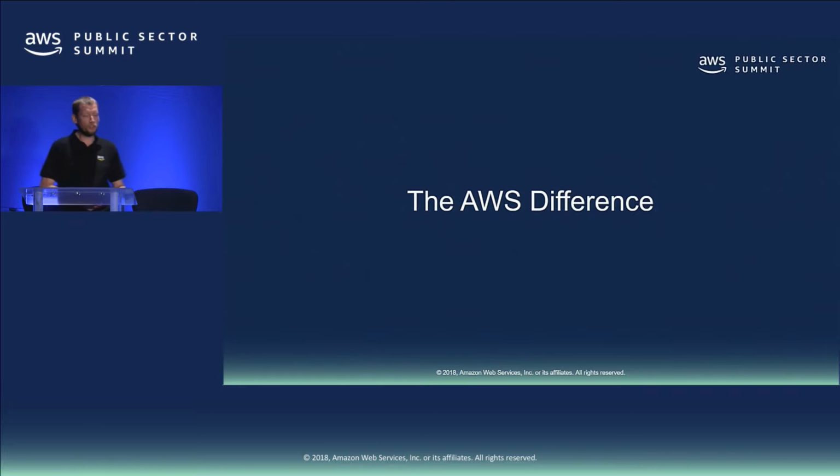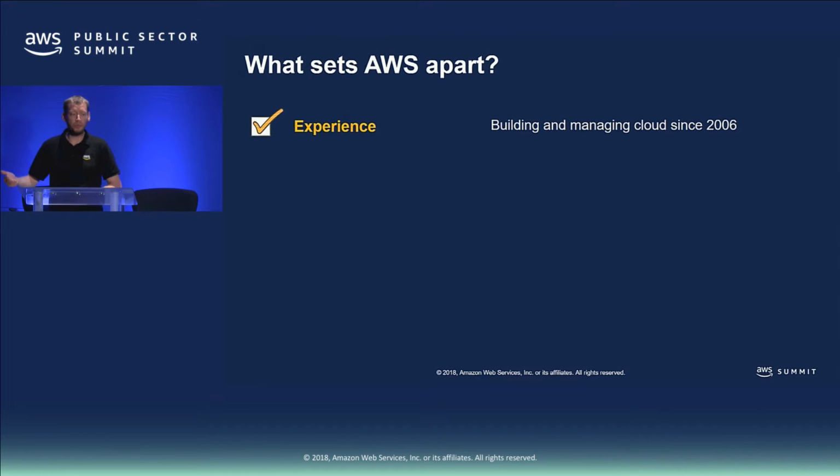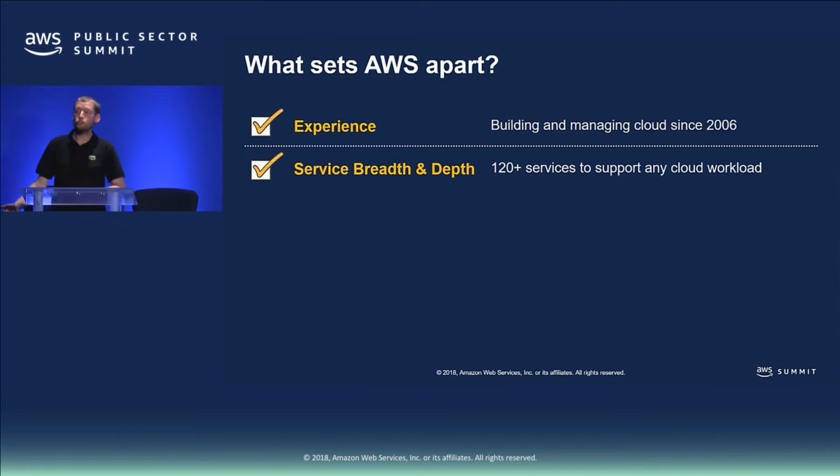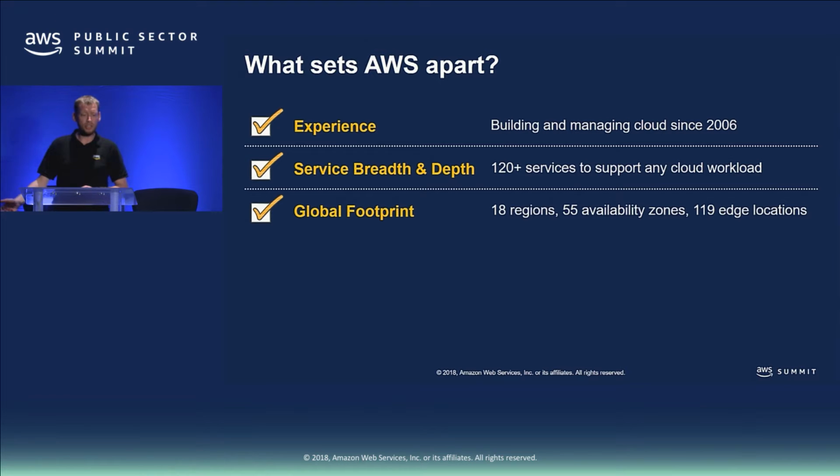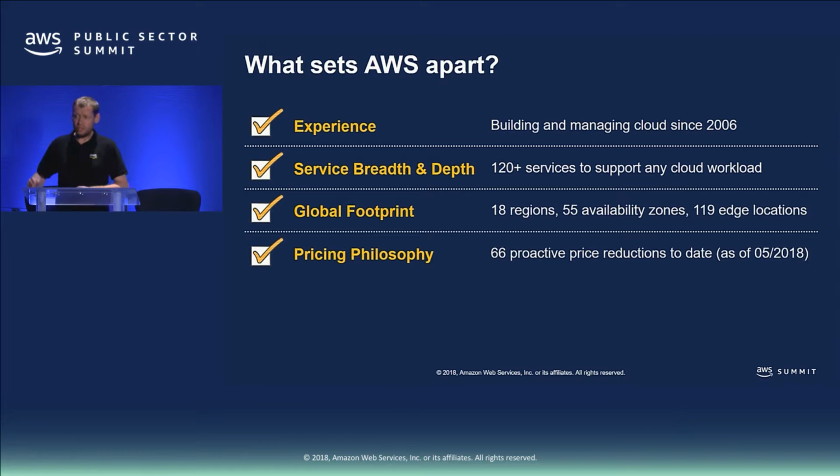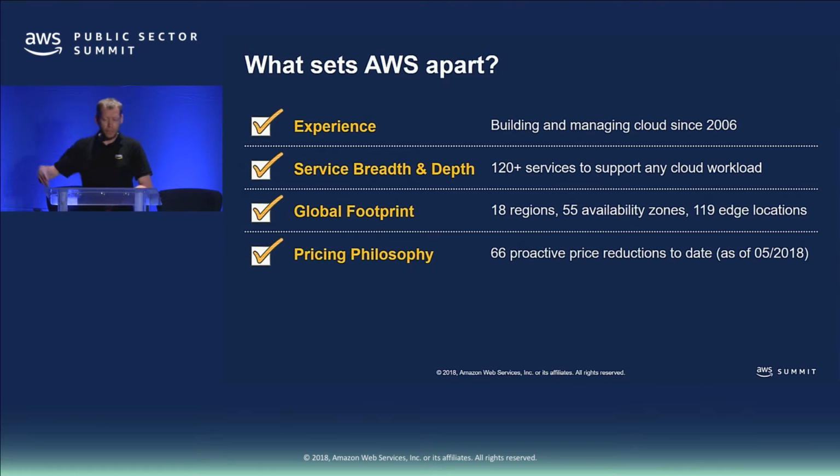Okay, so I'm sure you've heard this before. What sets AWS apart? Our experience. We've been building and managing cloud services since the mid-2000s. We've got more than 120 services, ranging from the sort of core IaaS services to some really high-level services, and we'll talk about the differences between those from a cost perspective later. Global footprint, 18 regions, 55 availability zones, more than 119 edge locations. And really, again, coming into the pricing philosophy, we're driven by the Amazon culture of the virtuous circle. The more economies of scale we get, the lower we can make the prices. So to date, we've done more than 60 or 66 proactive price reductions.